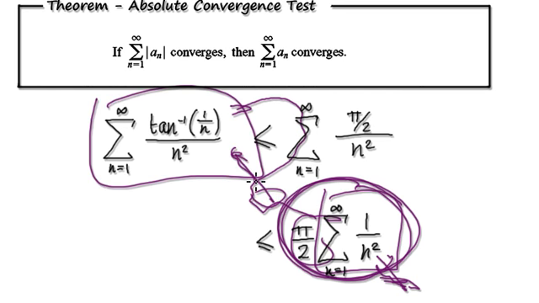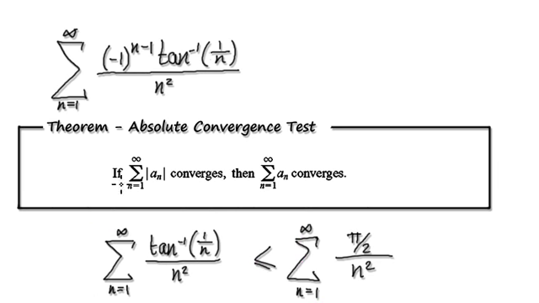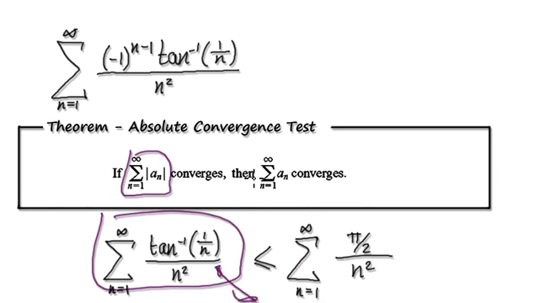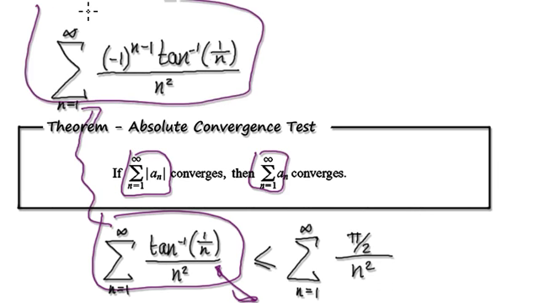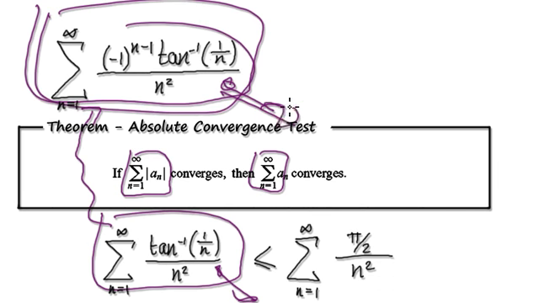Well, if this thing here converges, going back to here, if the absolute version, which is this thing here, converges, then the original thing that you're trying to investigate will also converge. So this thing here will converge.